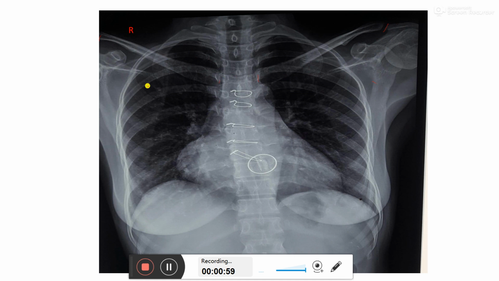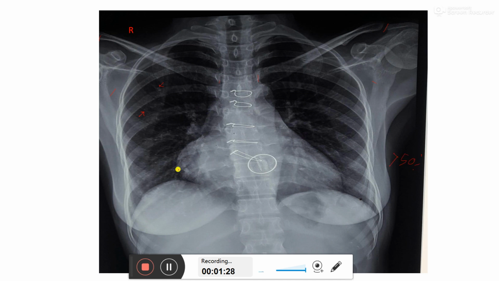And these are the scapula, these are the rib shadows, and these are the bronchovascular markings. Here, you can see the cardiothoracic ratio is more than 50%.